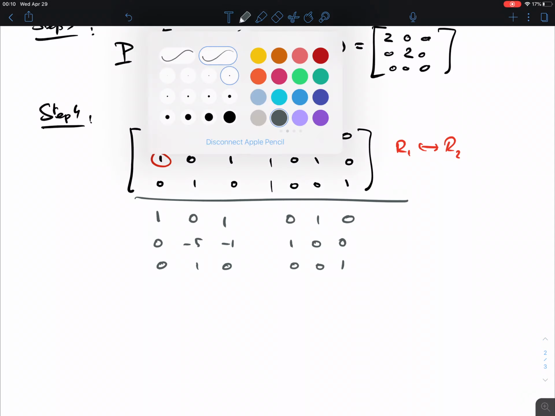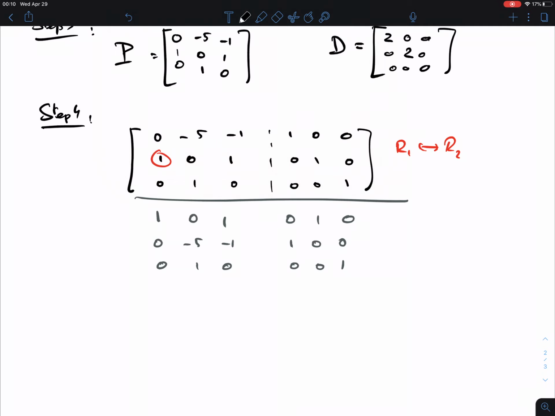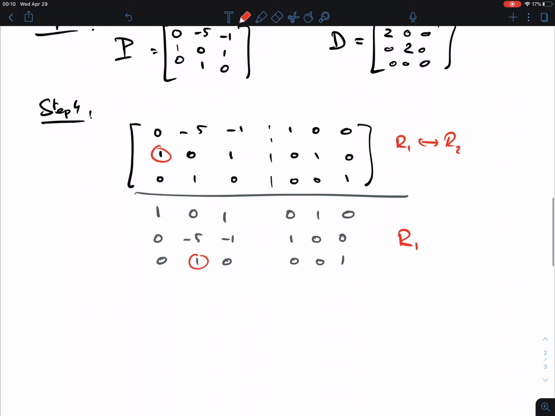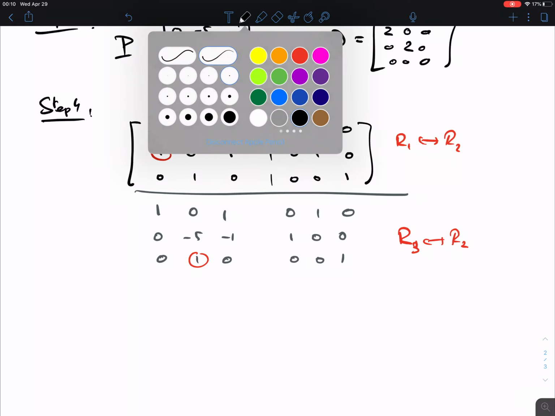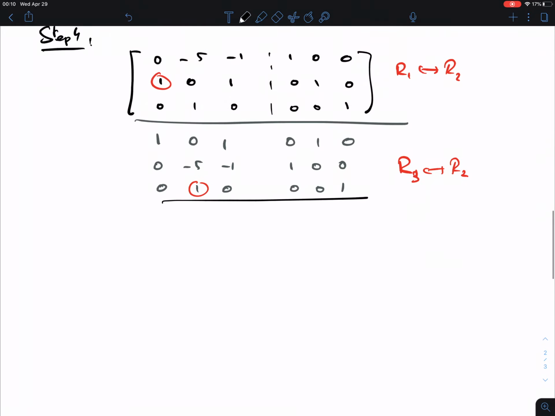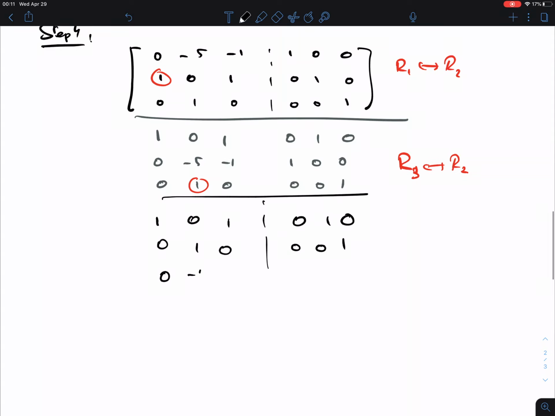I should now also exchange. I want to have this one up, because then I don't have to worry about fractions. So replace row 3 with row 2. I get 1, 0, 1, 0, 1, 0, 0, 1, 0, 0, 0, 1, and then 0, negative 5, negative 1, 1, 0, 0.